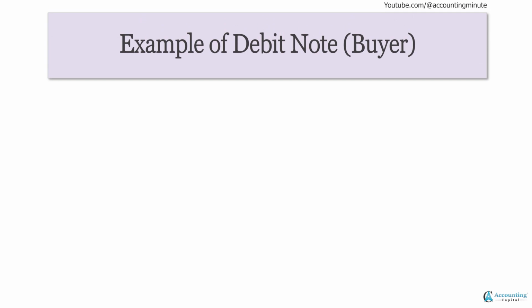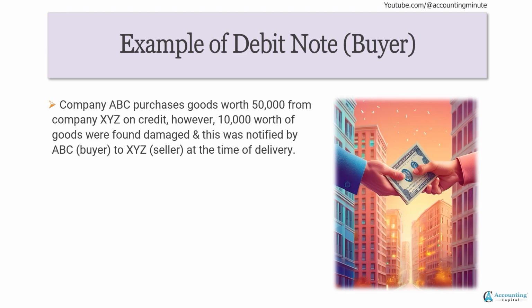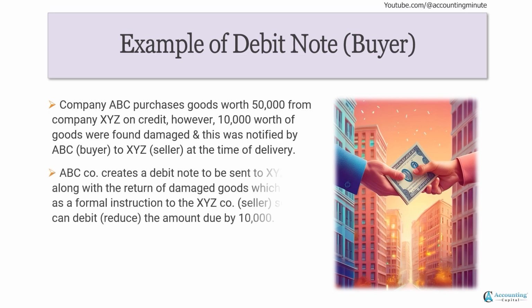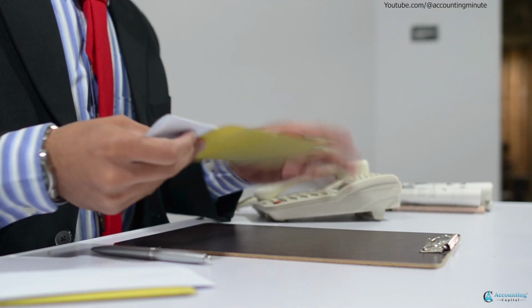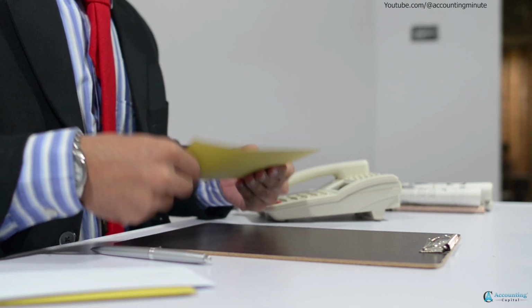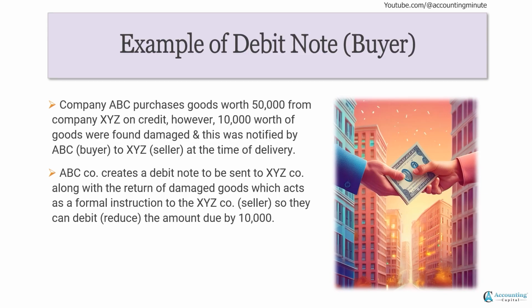An example of a debit note when a buyer sends it: suppose company ABC purchases goods worth 50,000 from company XYZ on credit. However, 10,000 worth of goods were found damaged, and this was notified by the buyer to the seller at the time of delivery. Now, ABC company creates a debit note to be sent to XYZ company, who is the seller, along with the return of damaged goods, which acts as a formal instruction to the seller, so they can now reduce or debit the amount due by 10,000.